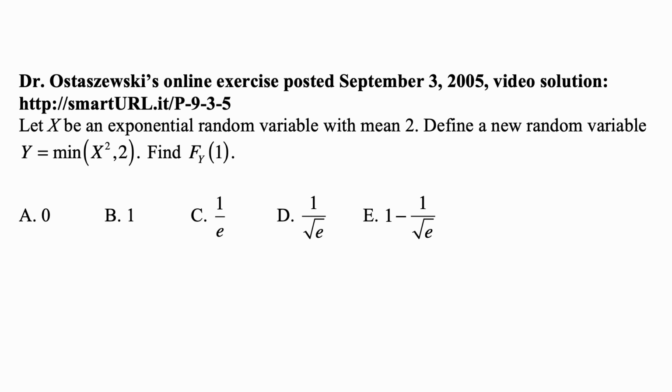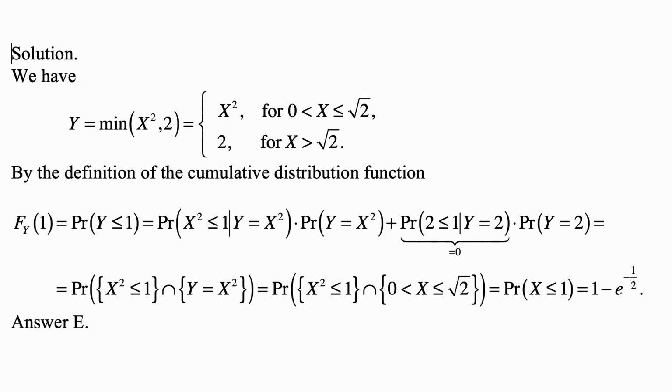Here's a problem for today for exam P on probability. This problem was posted before as my online exercise on September 3rd, 2005. Let X be an exponential random variable with mean 2. Define a new random variable Y equal to the minimum of X squared and 2. Find F sub Y of 1.